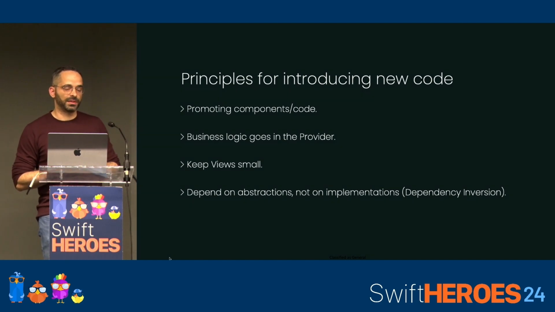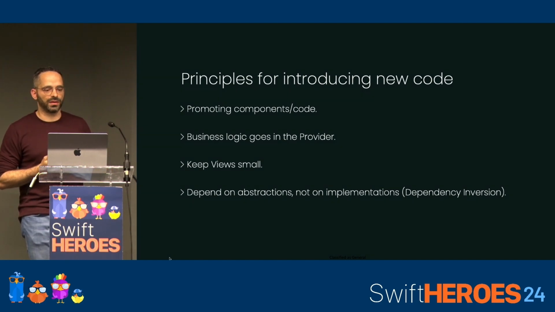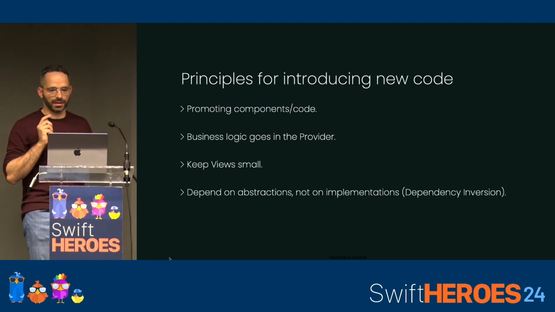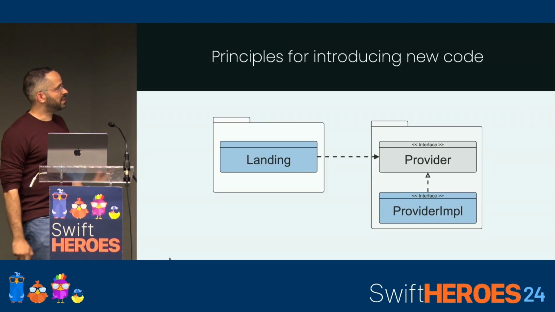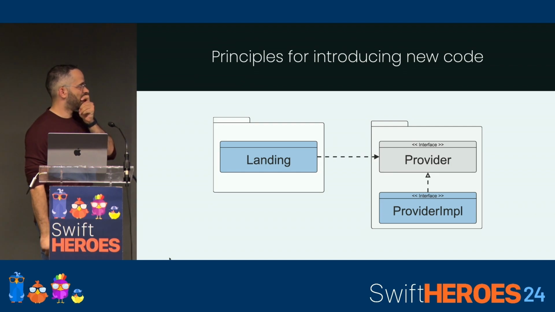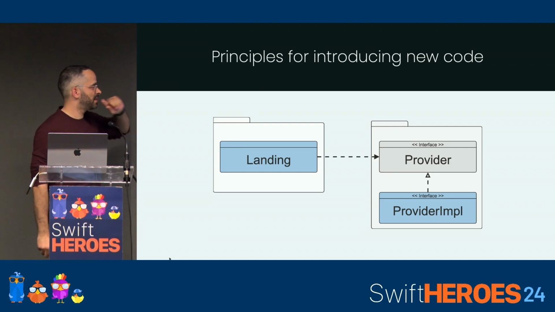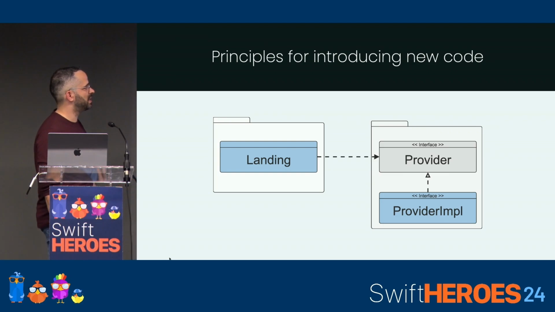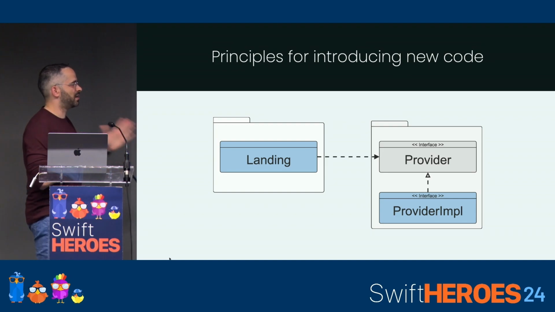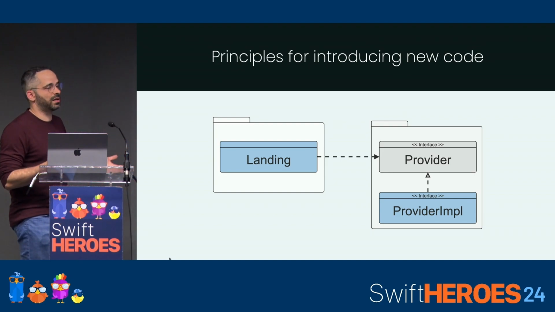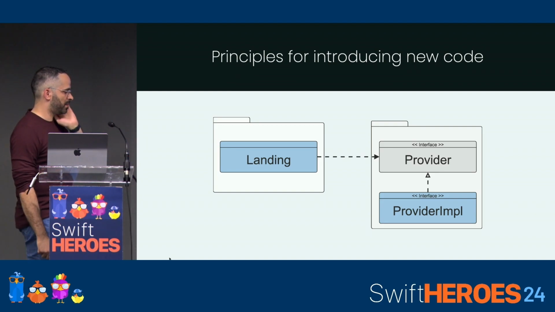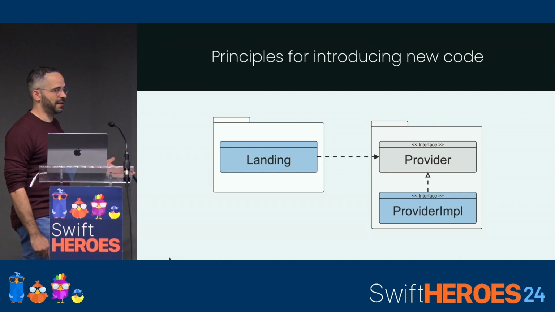Depend on abstractions, not implementations, and this goes hand in hand with the dependency inversion principle, and we're going to see something about that just now. So this is one thing you can do. You have a feature model that is called landing, and it needs a provider. So basically, you say, I'm going to depend on the provider interface. Now I don't have a direct dependency on the provider implementation. I don't care how it's implemented, but I'm using this interface. This is good, and probably most of the time this is what you need.